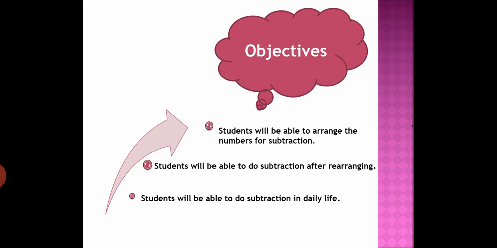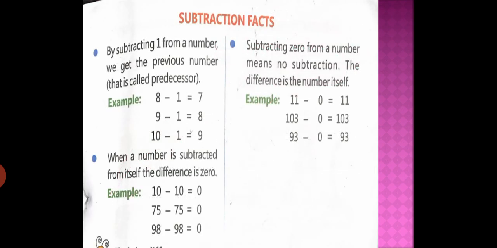Before proceeding to the sums, let's know about subtraction facts. The very first is, by subtracting 1 from a number, we get the previous number. That is called predecessor. Example, 8 minus 1 is equal to 7. Kids, you know 7 is the predecessor of 8. So, its answer is 7. 9 minus 1 is equal to 8. Now, 8 is predecessor of 9. So, the next one is 10 minus 1 is equal to 9.